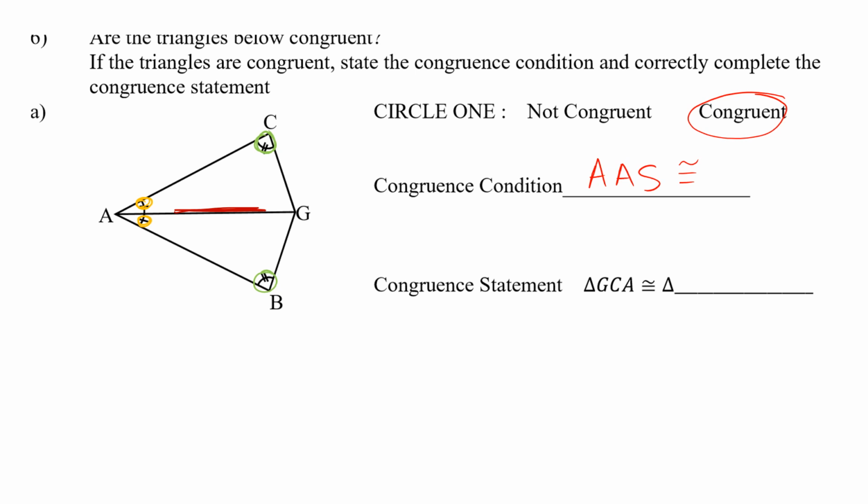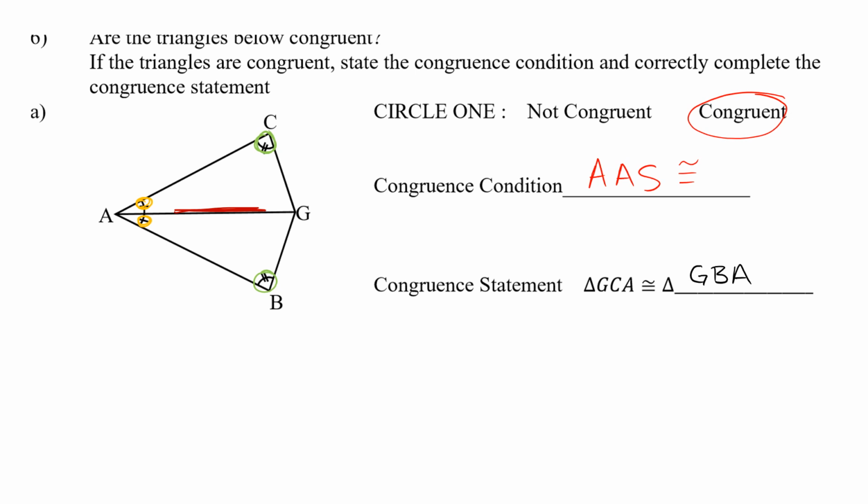And the final thing there is, what is the congruent statement for these triangles? So triangle GCA has to be congruent to triangle GBA.